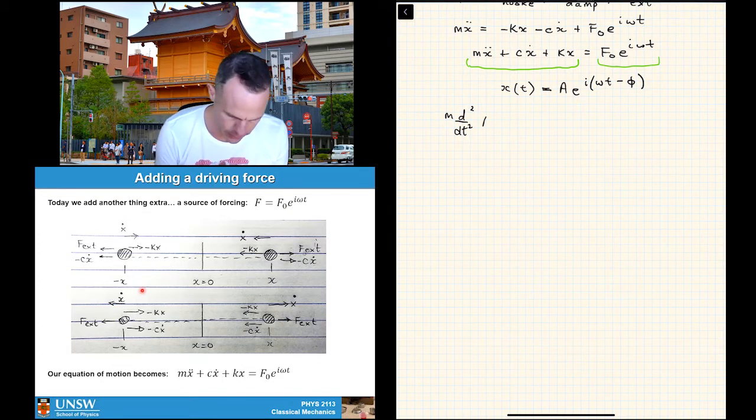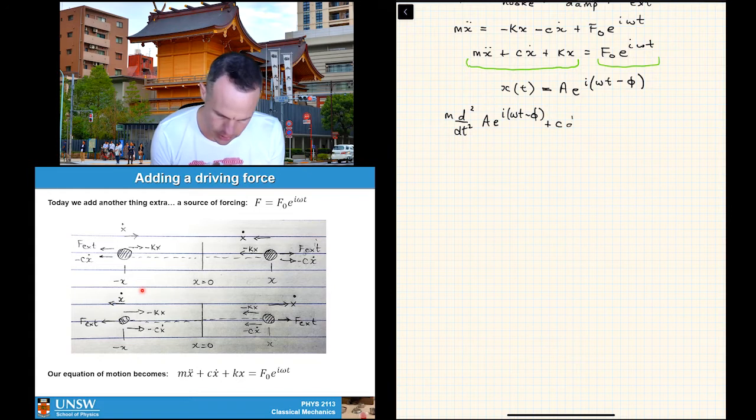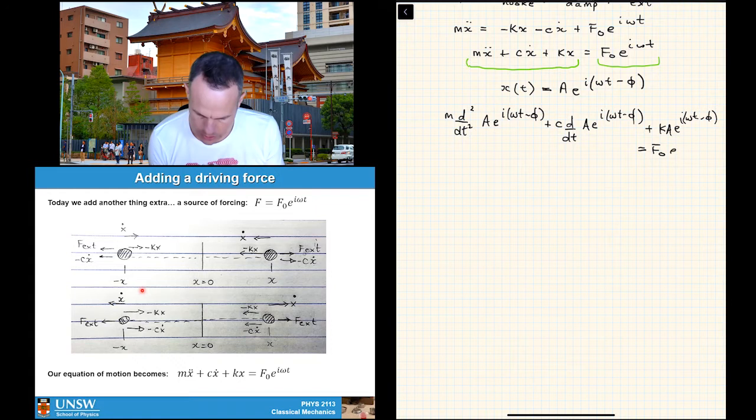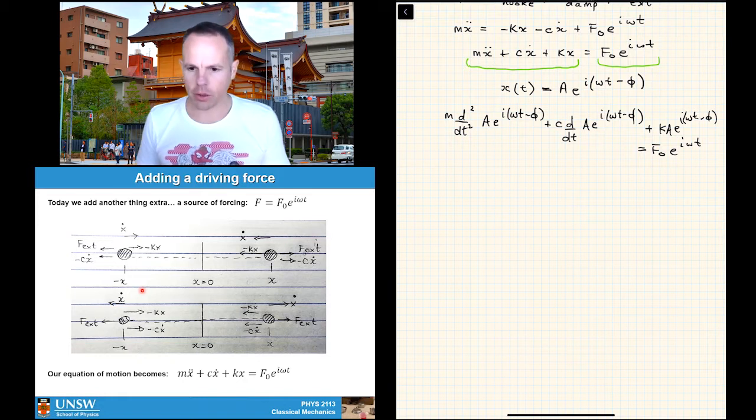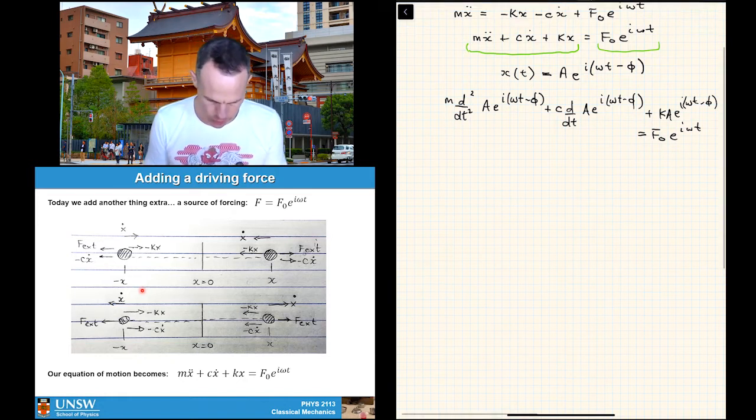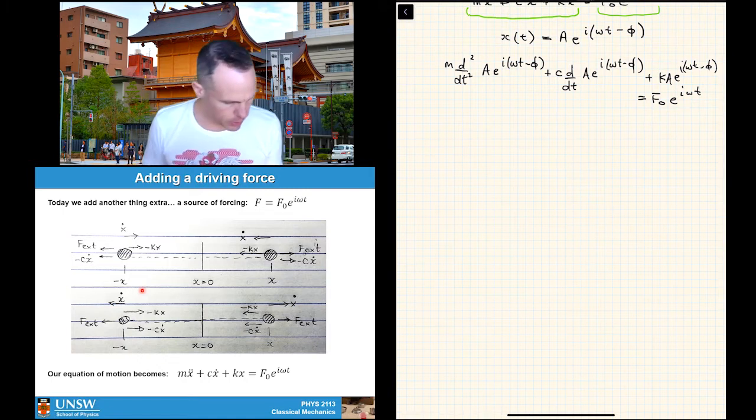and I'm going to do this step by step so I get all the terms out properly. A e^(i(ωt − φ)) plus c d/dt of A e^(i(ωt − φ)) plus k A e^(i(ωt − φ)) equals F₀ e^(iωt). All right. Where omega at the moment is the frequency of our driving force coming into this system. There's no reason to assume another frequency at this point.